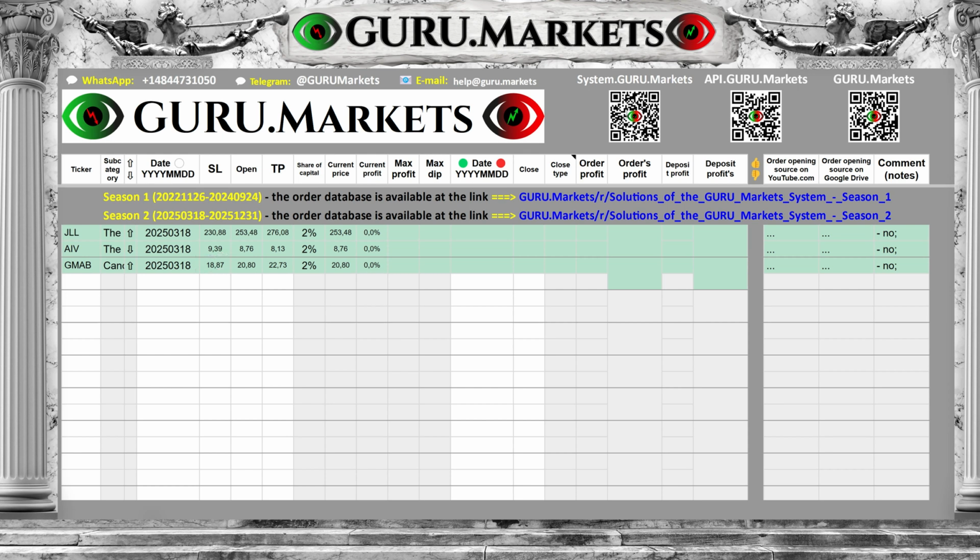Stop loss is set at 18.87. In case the order is not closed by take profit or stop loss, then the order is fixed independently based on the results of trading on April 17, 2025, or on the last working day before this date.